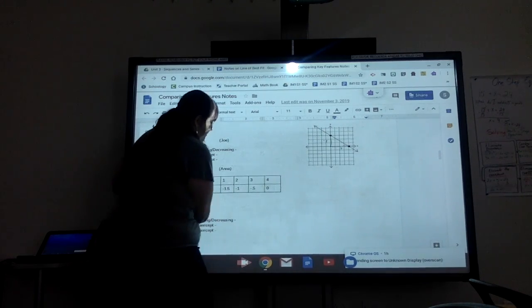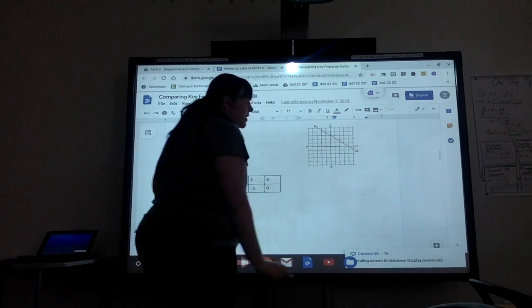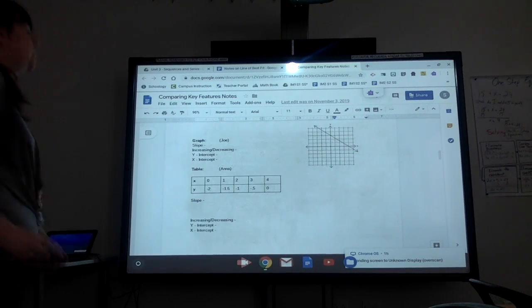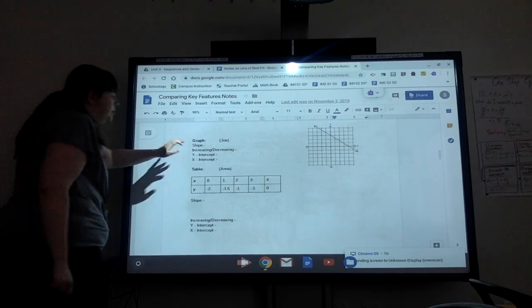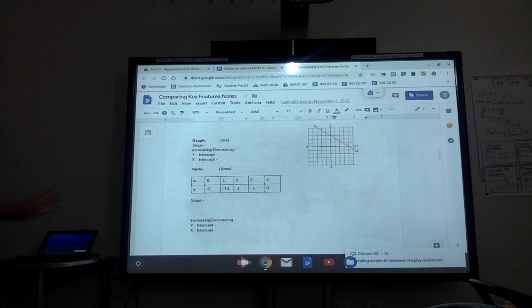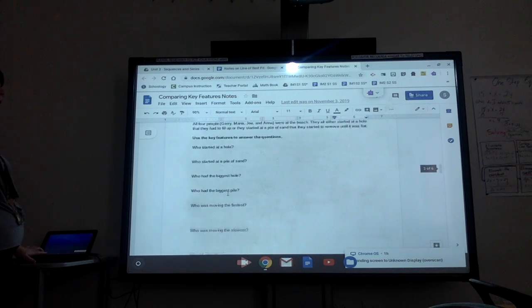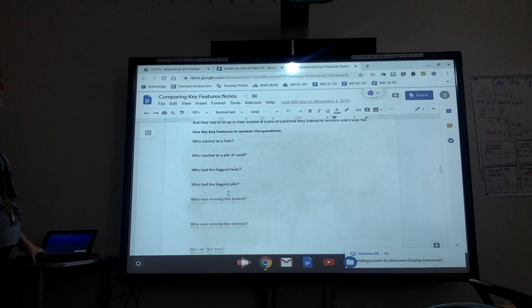Compare means what's different. So if all of these people were adding dirt to their pile, we wouldn't compare increasing and decreasing because they would all be increasing. But in this situation, we do have some people increasing and some people decreasing. So your goal eventually is to know how to compare them yourself. I helped you by giving you questions.